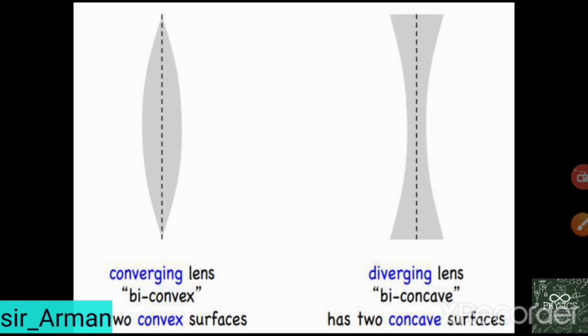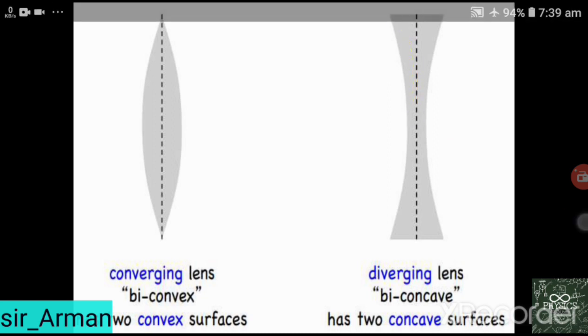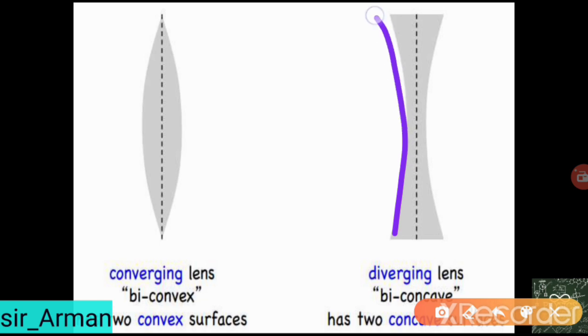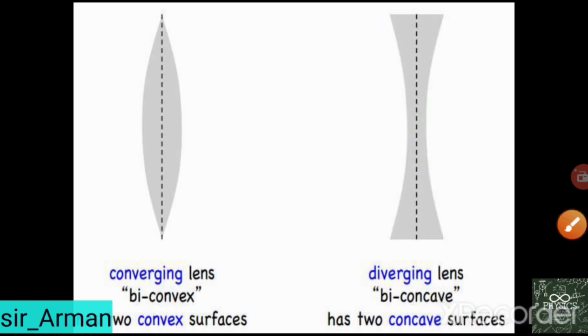Now, it's a simple representation of the convex and concave lenses. Here you can see that the convex lens is also known as a converging lens, and it is called biconvex because it has two convex surfaces, while this lens is a concave lens, which is also known as a diverging lens because it has two concave surfaces.